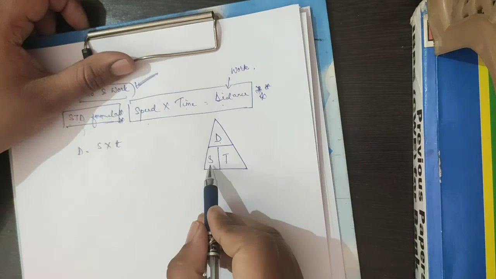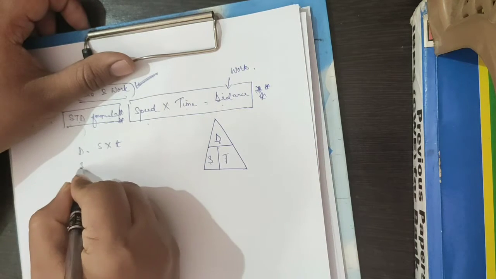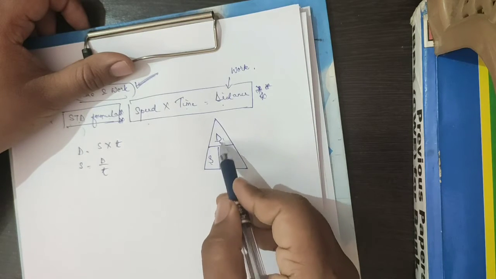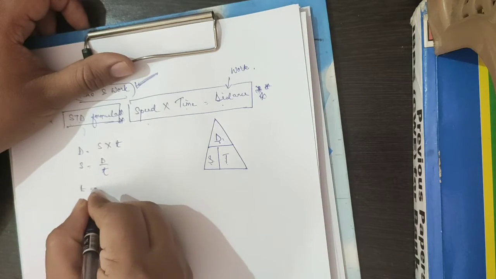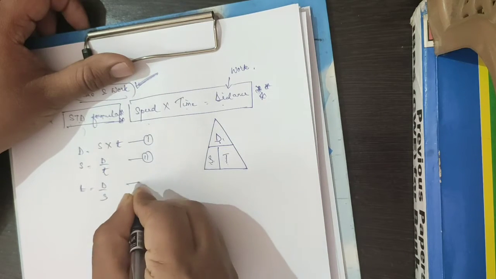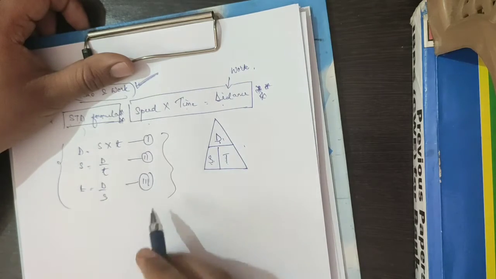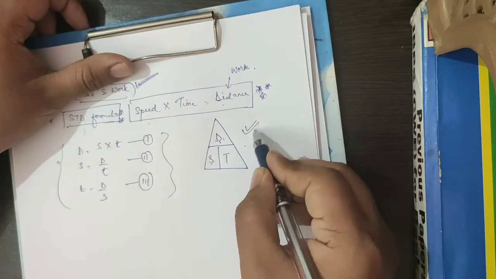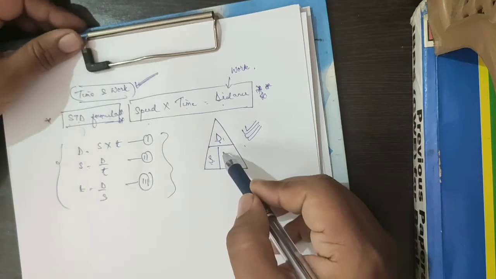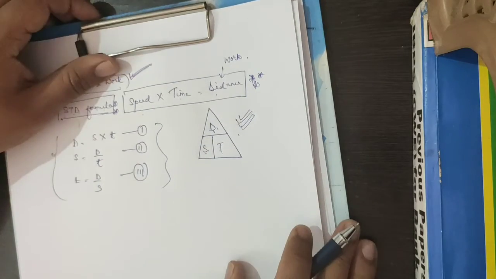Suppose if you want to find speed, it is distance by time. If you want to find time, it is distance by speed. So from here you can derive these three formulas. Always remember this triangle, this trick to remember the STD formula.